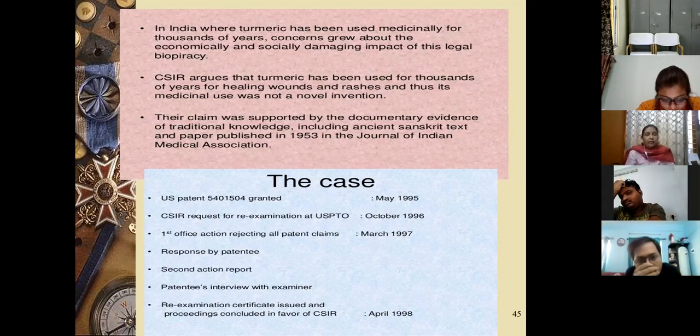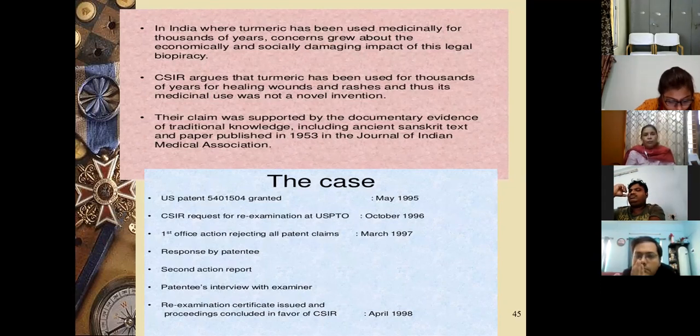The CSIR chief argued that turmeric has been used for thousands of years for healing wounds and rashes, and thus its medicinal use was not a novel invention. It was not that the Mississippi Medical Center invented or understood for the first time that it has healing properties. Their claim was supported by documentary evidence of traditional knowledge, including the ancient Sanskrit text and papers published in JAMA.